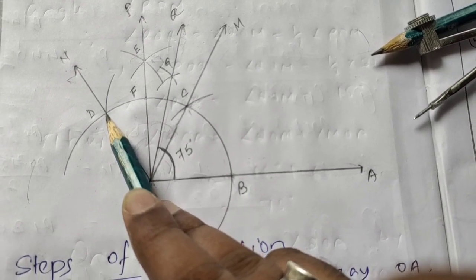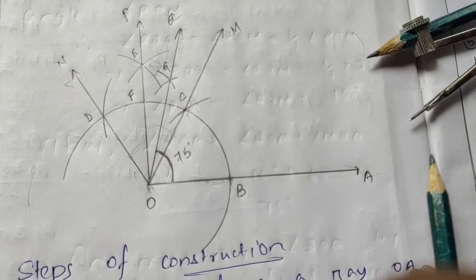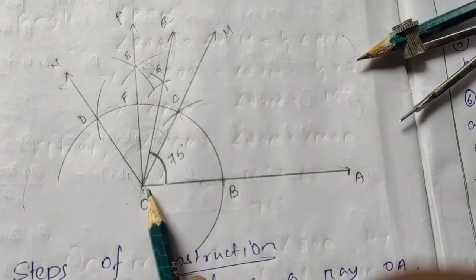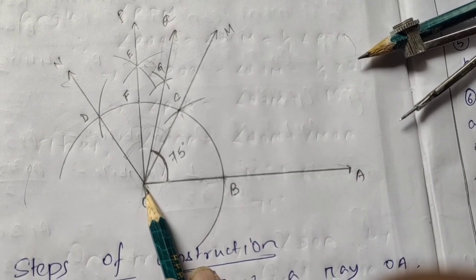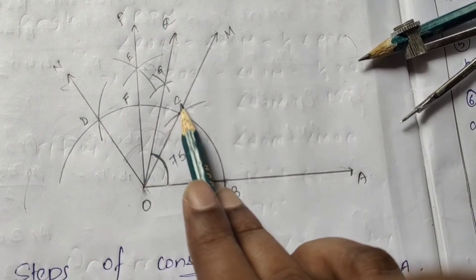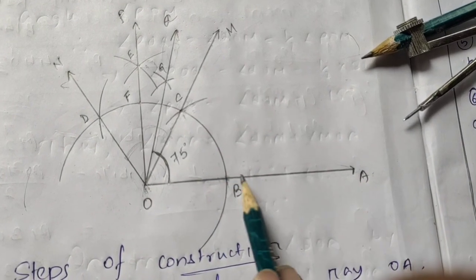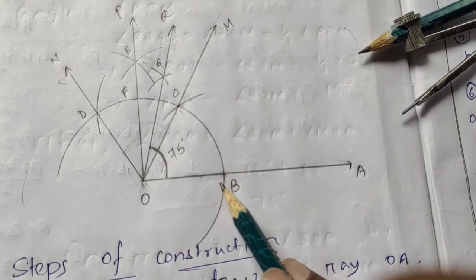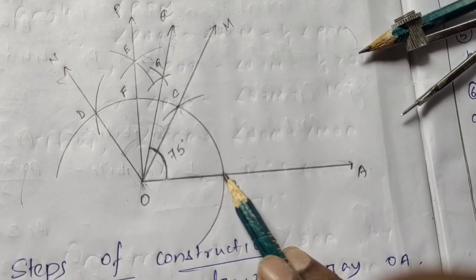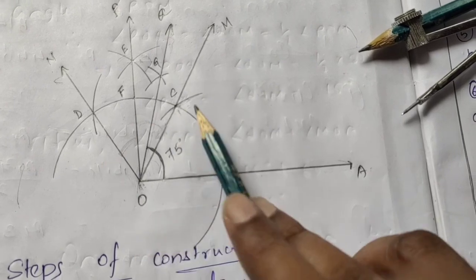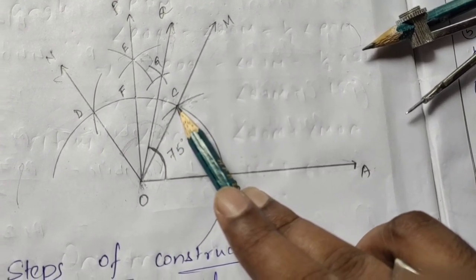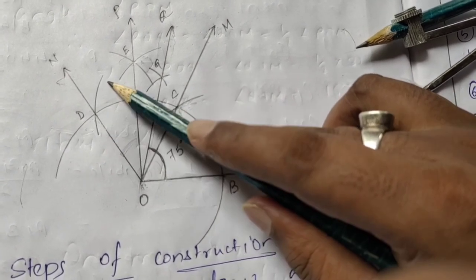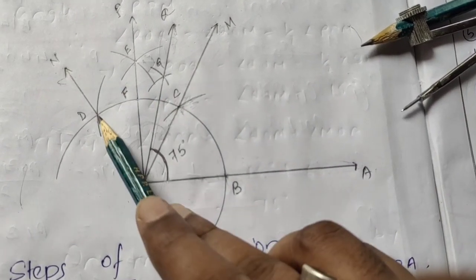Again I am repeating all the things. At first you draw a ray OA. After that take the point O as center, draw an arc of any radius, and that arc will cut the ray OA at the point B. Now come to the point B, don't change the radius. Take B as center and draw another arc which will cut the previous arc at the point C. After that go to the point C with the same radius, draw another arc, and that arc will cut the previous arc of step 1 at the point D.